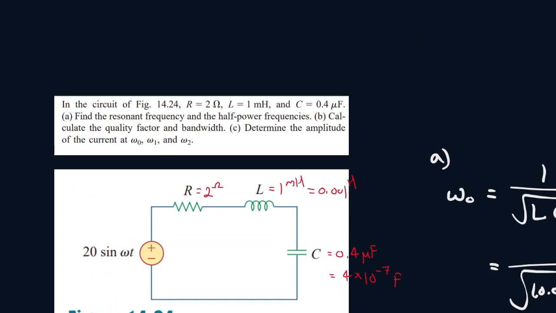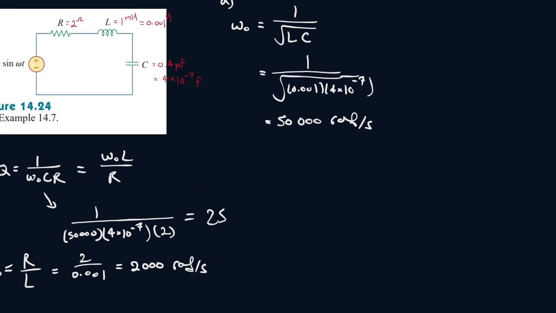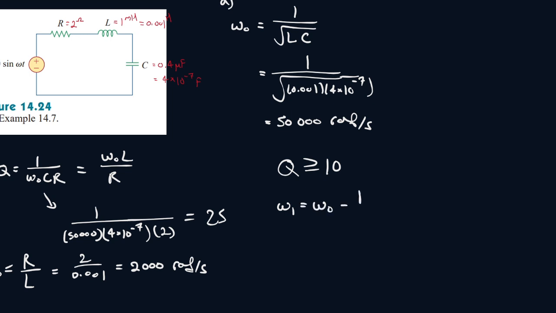Now, using this, we're going to go back to A and solve for the half power frequencies. There are these two formulas that you can only use when quality factor is greater than or equal to 10. So W1 will be equal to omega naught minus the bandwidth over 2, and W2 will be equal to omega naught plus the bandwidth over 2. So W2 should always be greater than W1.